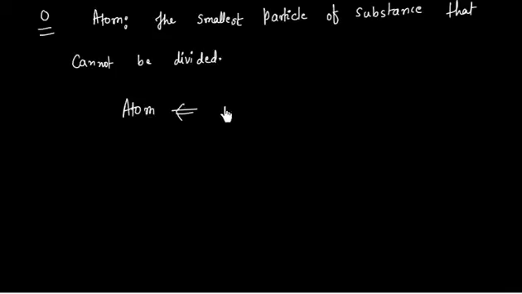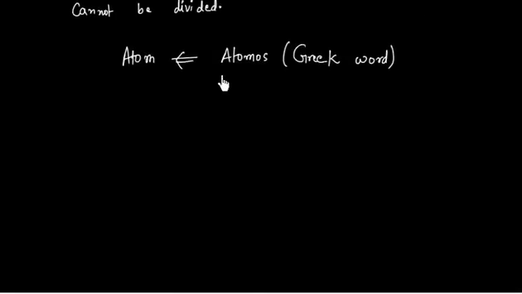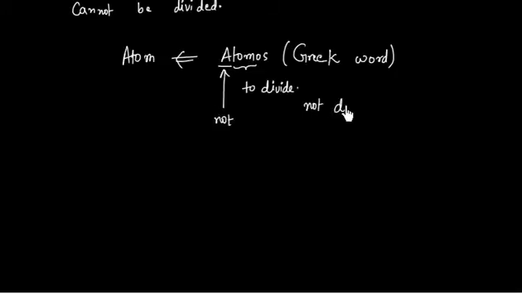So this word has an origin, atomos, and this is a Greek word. In this word, a means not, and tom means to divide or to cut. So anything that is not divisible is called atom. The word has its own meaning, that is, not divisible. So anything that cannot be divided is called atom.